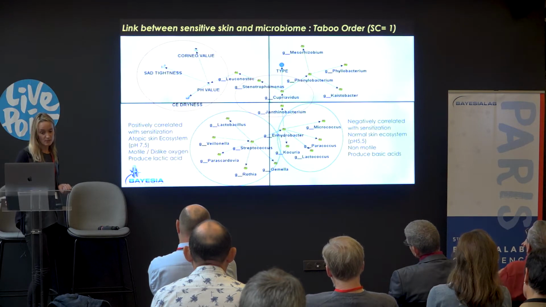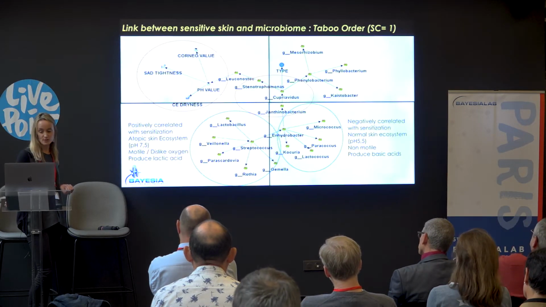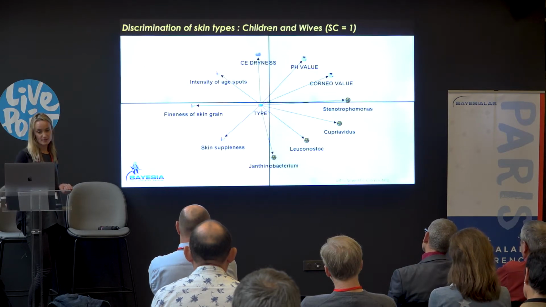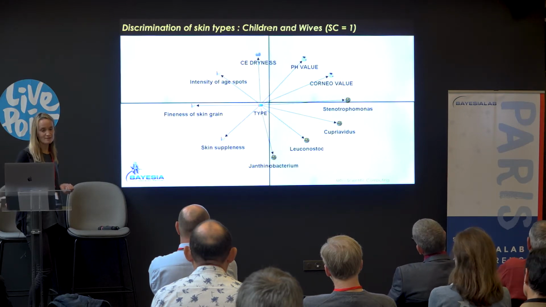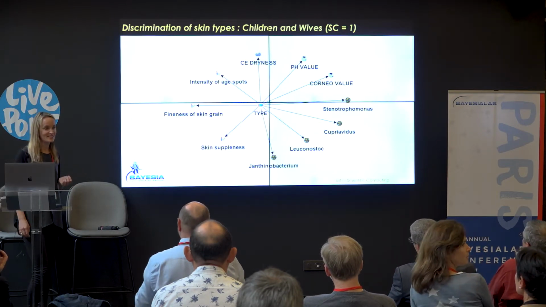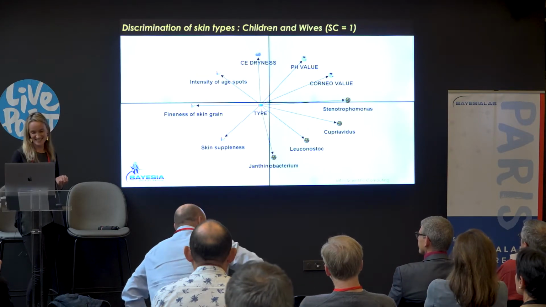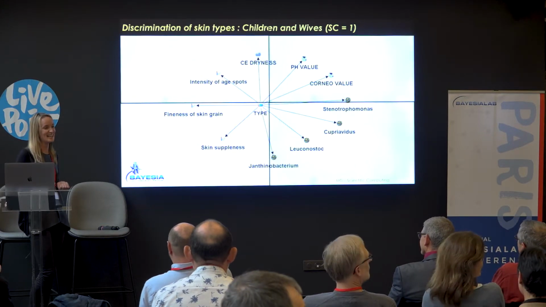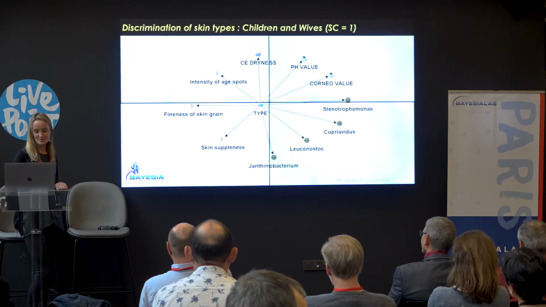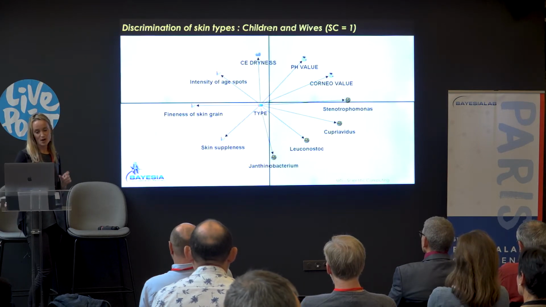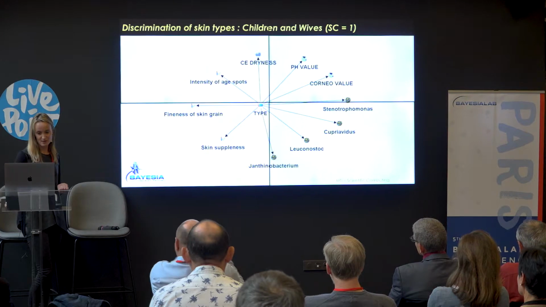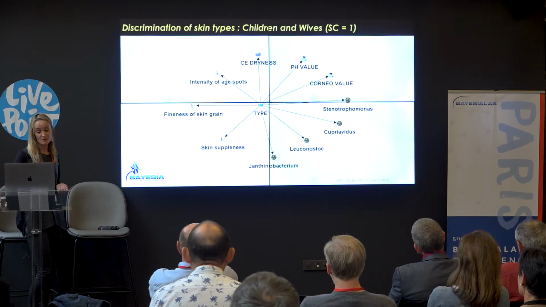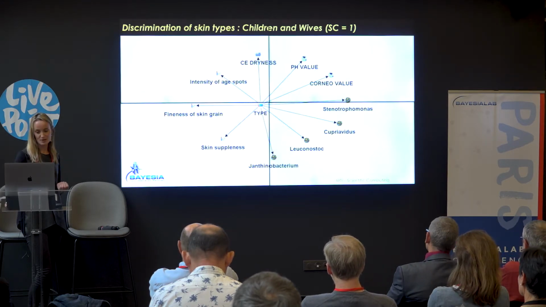We also wanted to discriminate the type and to find the best parameters to discriminate them. So we applied a supervised network. We chose the Augmented Naive Bayes, I don't know if it's the English term, to discriminate the skin types with structural coefficients equal to 1. We didn't want to select larger sets, even if we don't have a lot of data, so we chose this structural coefficient.